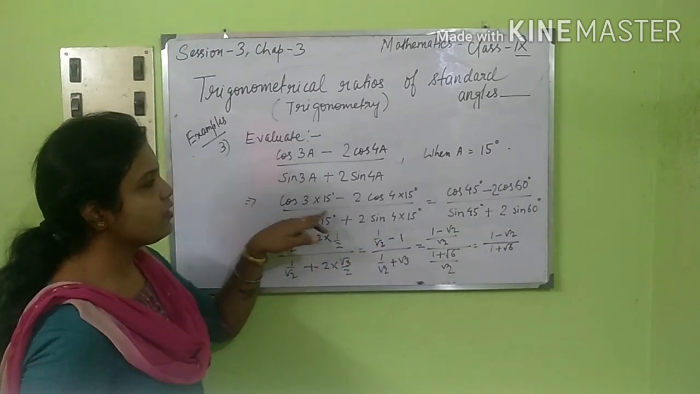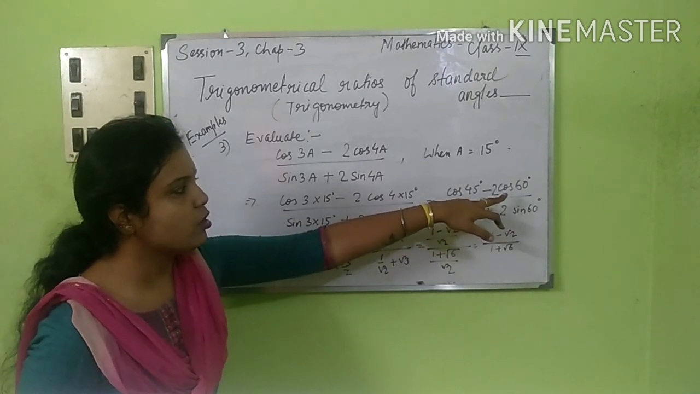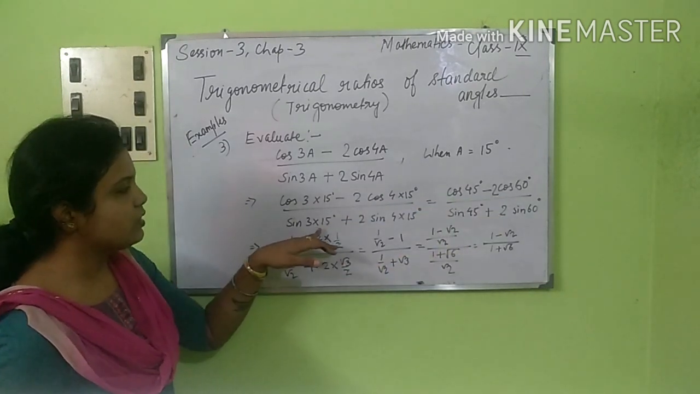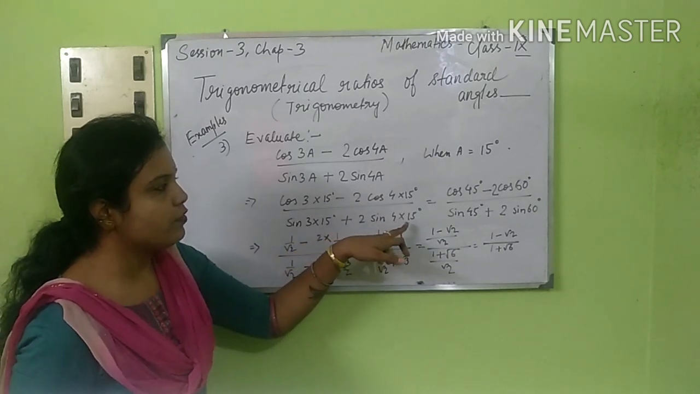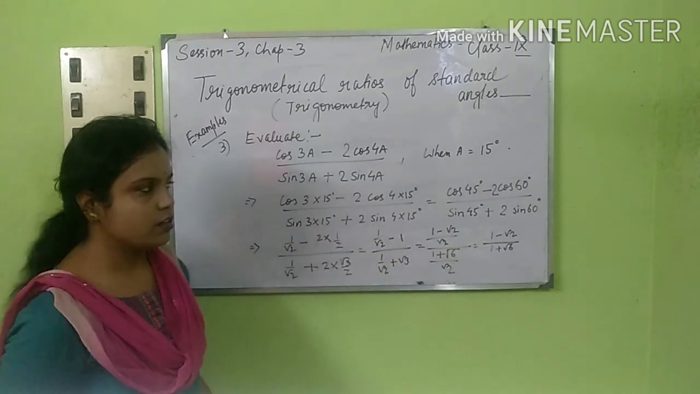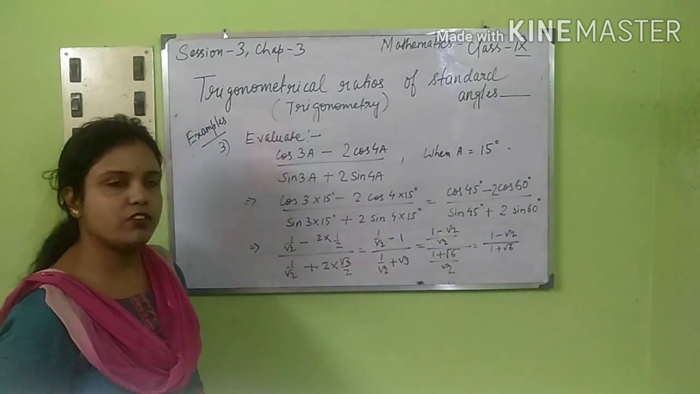So, cos 3 into 15 is what? Cos 45 minus cos 4 into 15 is what? 2 cos 60. Then sin 3 into 15 is sin 45 plus 2 sin 4 into 15 is 2 sin 60 degree. So, obviously we know the values of all these angles of the respective ratios.